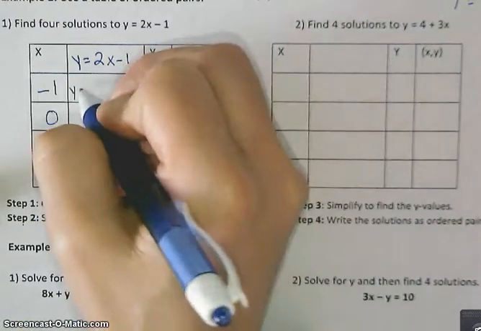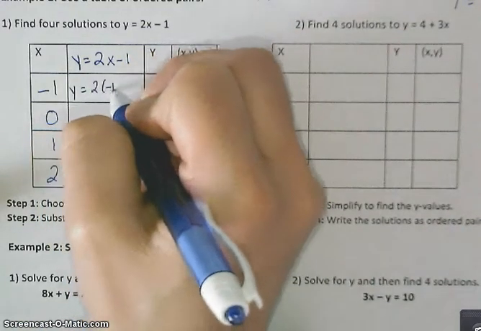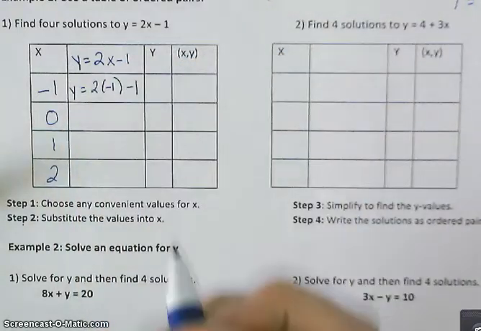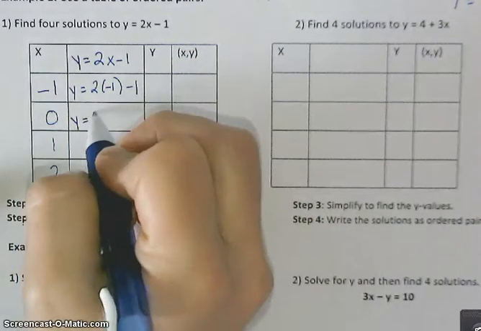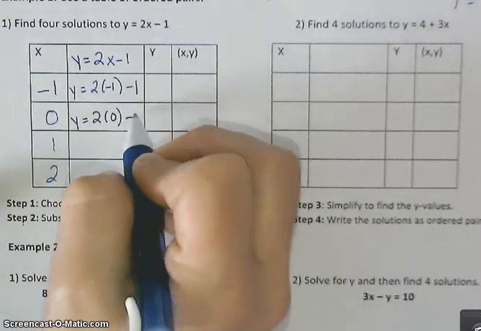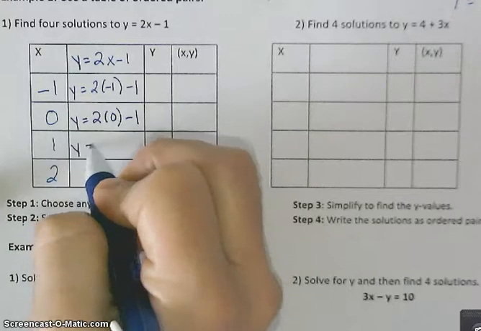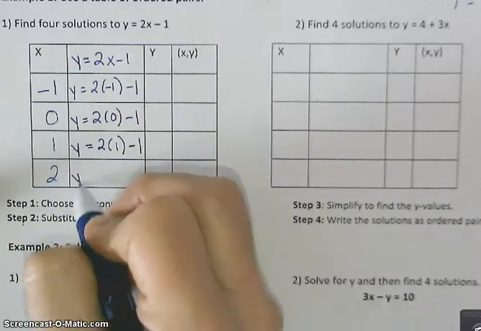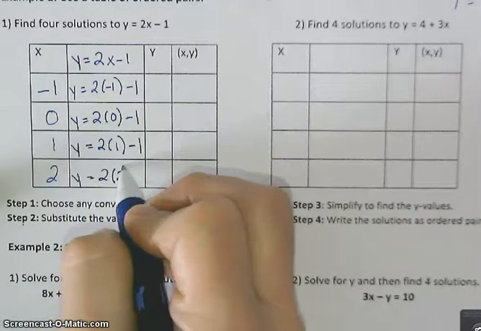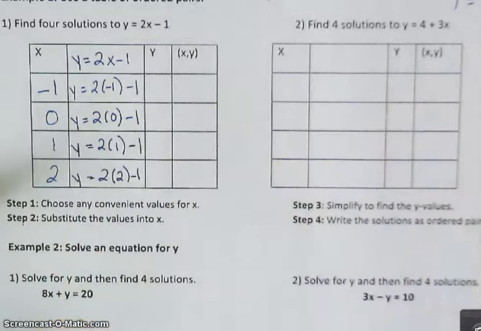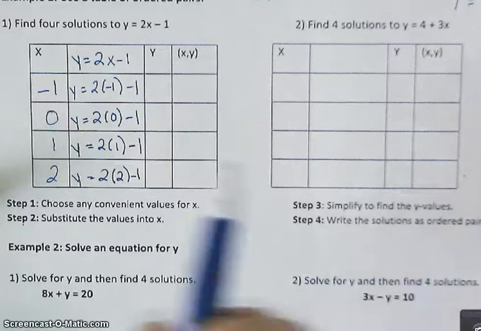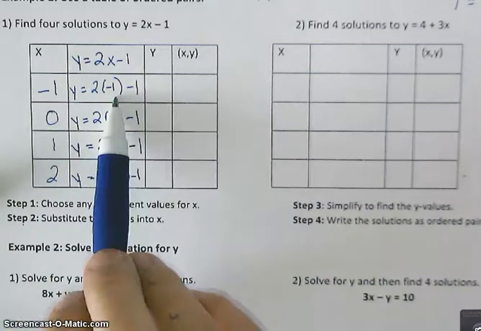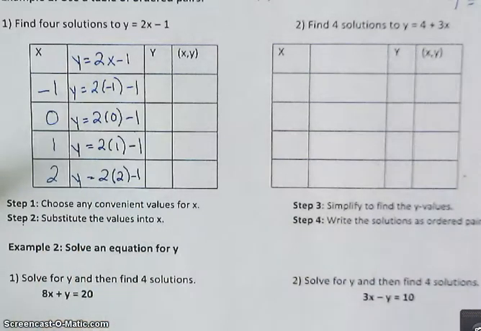So I have y equals 2 times -1 minus 1. And then y equals 2 times 0 minus 1. y equals 2 times 1 minus 1. And y equals 2 times 2 minus 1. Then looking at step 3, it says simplify to find the y values. Now that I've substituted in my x, I can simply follow the order of operations to simplify.